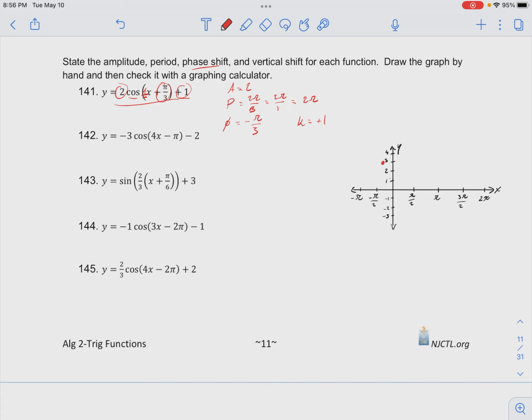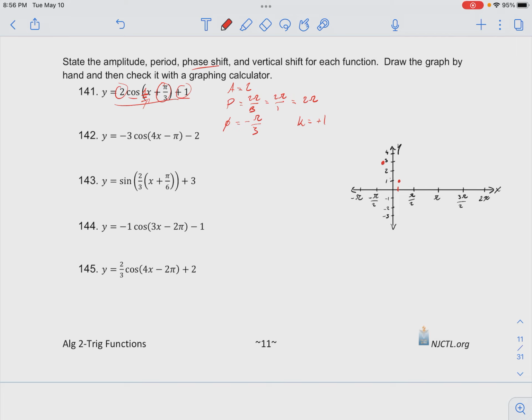So if we plug in negative pi over 3 as our x into the function, then we'll get 3 as our output. So now we can go ahead and plug in more points. So let's plug in the point pi over 2 minus pi over 3. So that'll be somewhere here along the x-axis. And this will give us a value of cosine of pi over 2, which we know is equal to 0. So that'll be 2 times 0 plus 1, which will be 1.